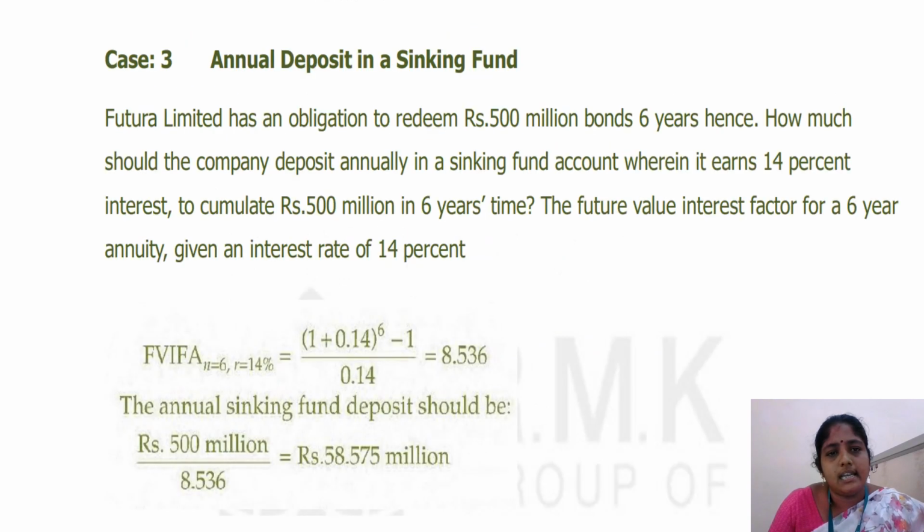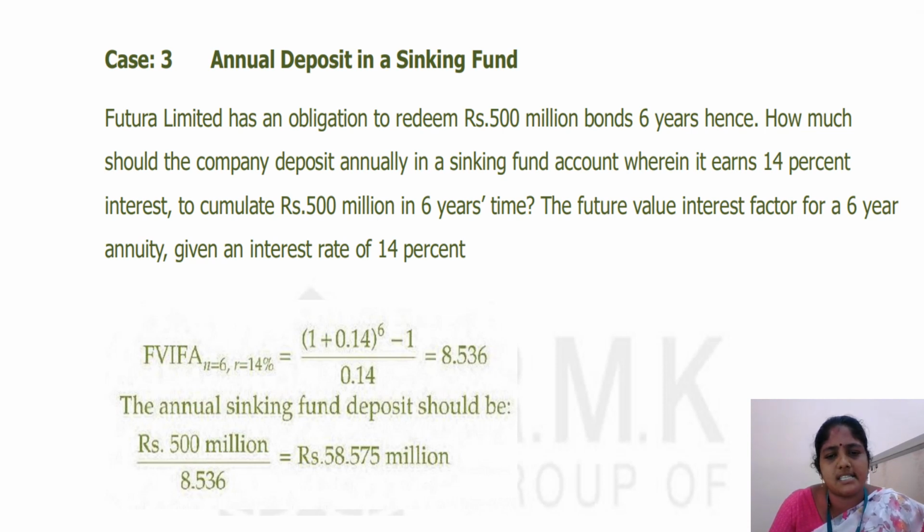Next, in case 3, another example: annual deposit in a sinking fund. A company has an obligation to redeem 500 million bonds in 6 years. How much should the company deposit annually in a sinking fund account that earns 14% interest to accumulate 500 million in 6 years' time? The future value interest factor of a 6 year annuity at an interest rate of 14%. They have already given 6 years and 14%, so you can find the FVIFA value, n equals 6, r equals 14%.